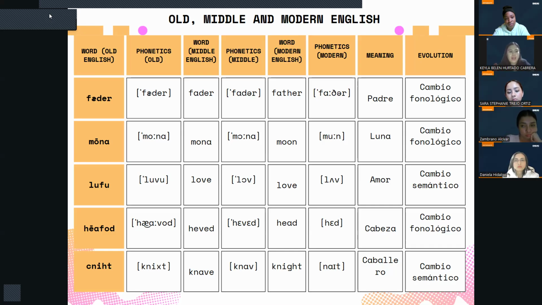The history of English is fascinating and allows us to see how words and meanings have changed over time. And I always say, to know a language, you have to know its history, definitely.